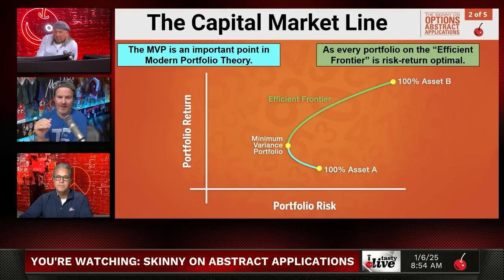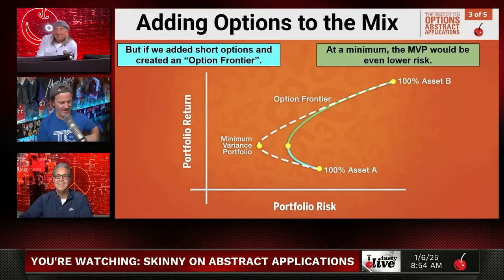Okay, so John, hit us on the next slide. This is where it starts to get very, very interesting. If we add options to the mix, we can create for ourselves an option frontier. There are two things we can do. We're going to see the first one on this slide and the second one on the next slide.